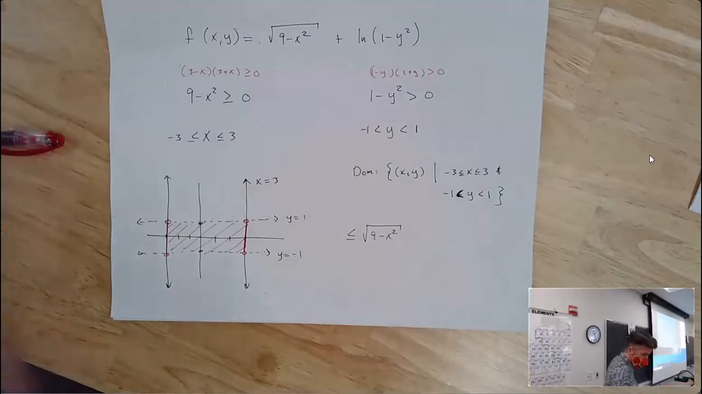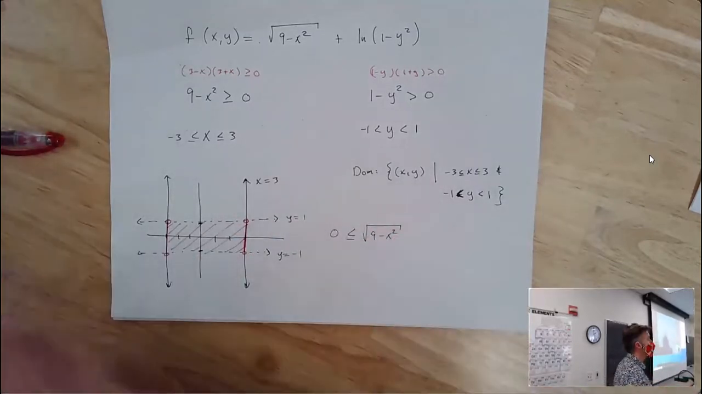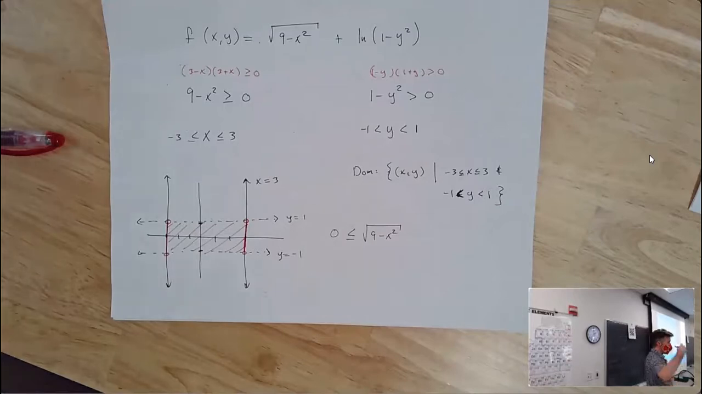The smallest this can be is 0. And that's true for any square root. Maybe it's actually larger than that, but the smallest thing it can ever be is 0. You can't get a square root of something and get a negative value out.